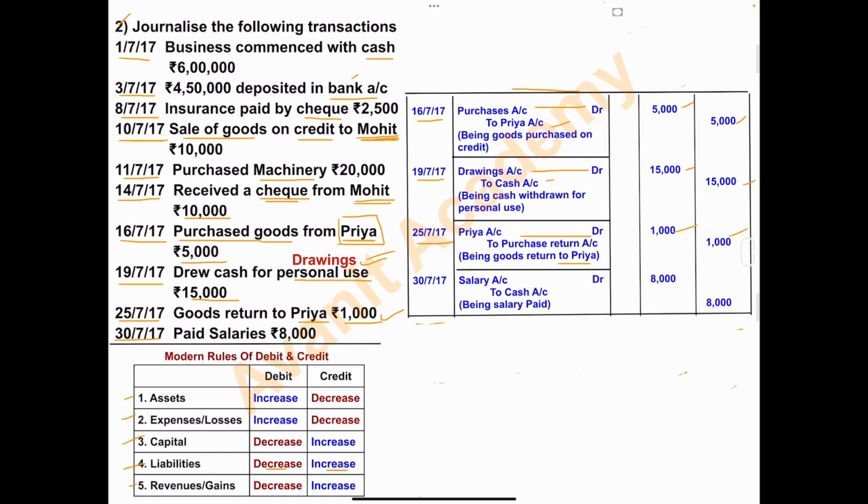And the last transaction is paid salaries rupees 8,000. Paid salaries, salary is an expense and it is to be debited. So the entry is salary account debtor to cash account. Cash balance decreases, so it is to be credited. Narration is being salary paid. Amount 8,000.